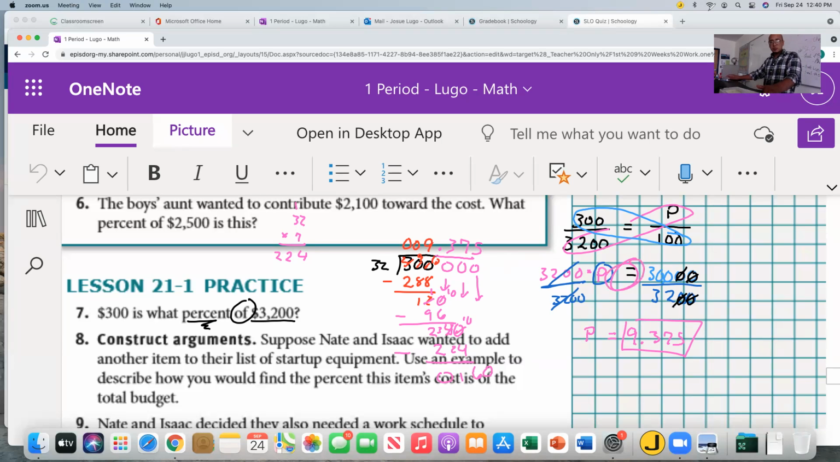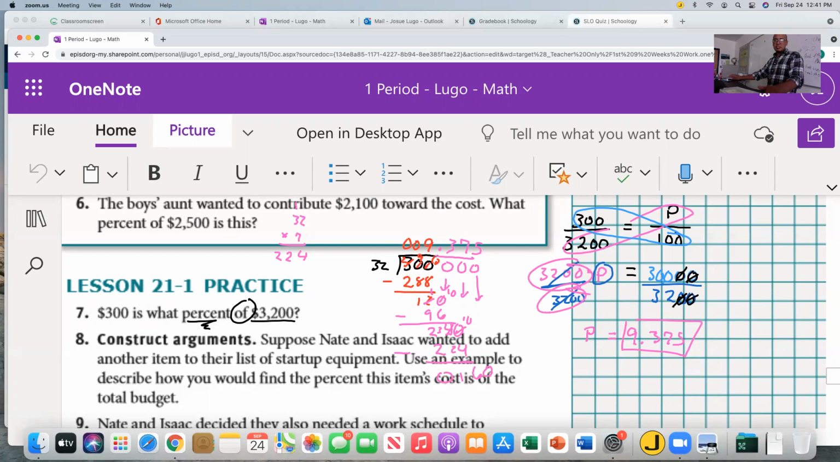Yes, I did an equal sign there. So I know what's on either side. And finally, I divided by the number next to the variable. So I divided both sides by 3,200. And then I just simplified this by crossing out the zeros. And that gave me 9.375. Check it out with the calculator. It will give you the same answer.